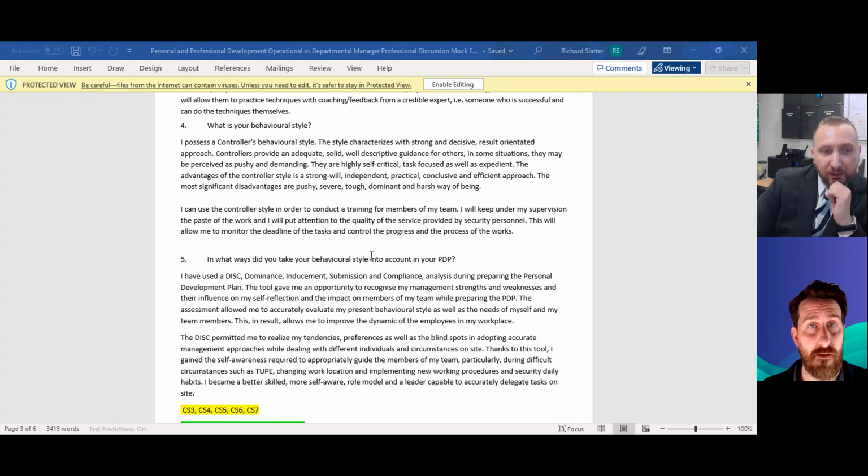I can use the controller style in order to conduct training for members of my team. I will keep the pace of the work under my supervision, and I will pay attention to the quality of the service provided by security personnel. This will allow me to monitor the deadlines of the tasks and control the progress and the process of the works.